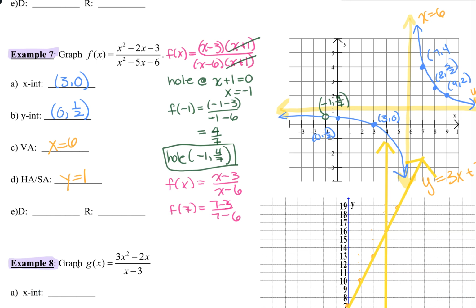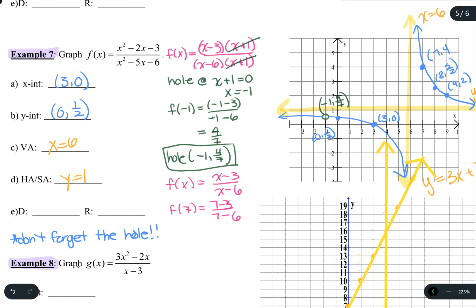Lastly, we want to talk about the domain and the range. The key with the domain and the range is don't forget about the hole. That's a common mistake. If we need to remove the vertical asymptote, we also need to remove the hole for the x-coordinates. So my domain is x such that x cannot equal negative 1 and x cannot equal 6. My range is y such that y cannot equal 4/7 and y cannot equal 1.